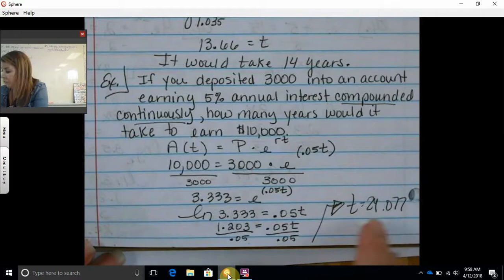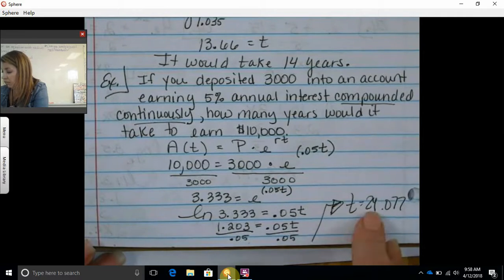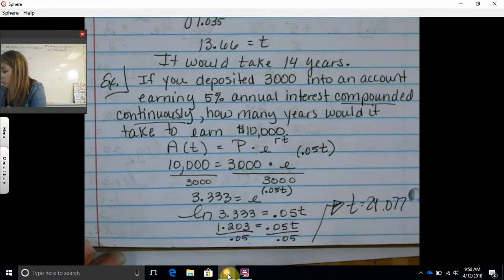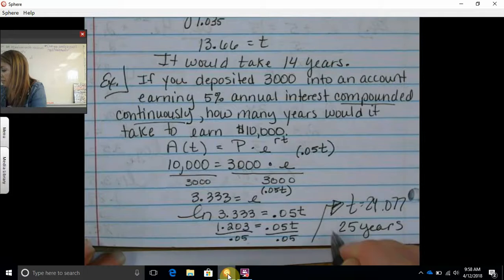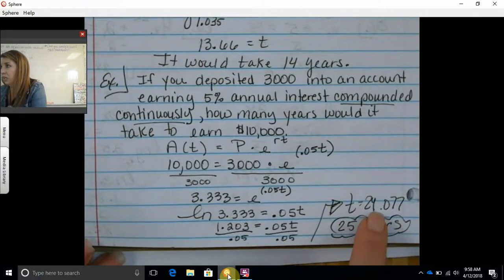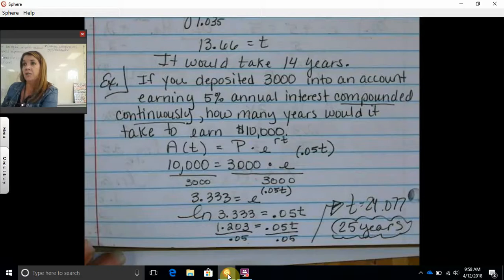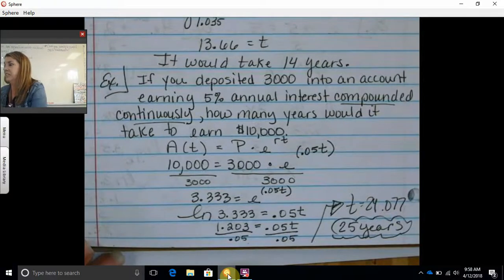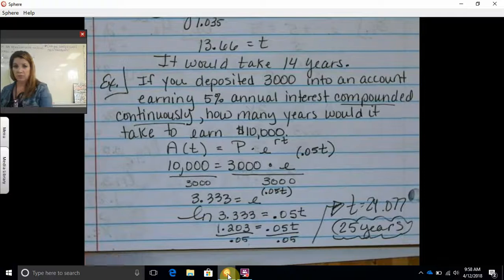So at the end of the 24th year, we're not going to have exactly $10,000 in there because it spills over into the 25th year. Okay? So your answer would be 25 years. Sometime in that 25th year, you're going to get it. At the end of the 24th year, you're not going to have 10,000. You're going to be close, but because it spills over into the 25th year, you have to say your answer is 25. Does that make sense?